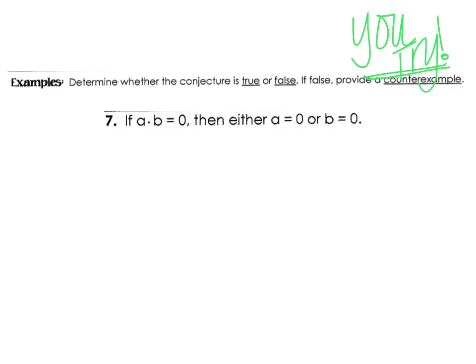All right, number 7, I want you to try on your own. Determine whether this conjecture is true or false. If it's false, make sure you provide a counterexample. When you come back, I'll have the answer written on your screen, and we will go through it together.